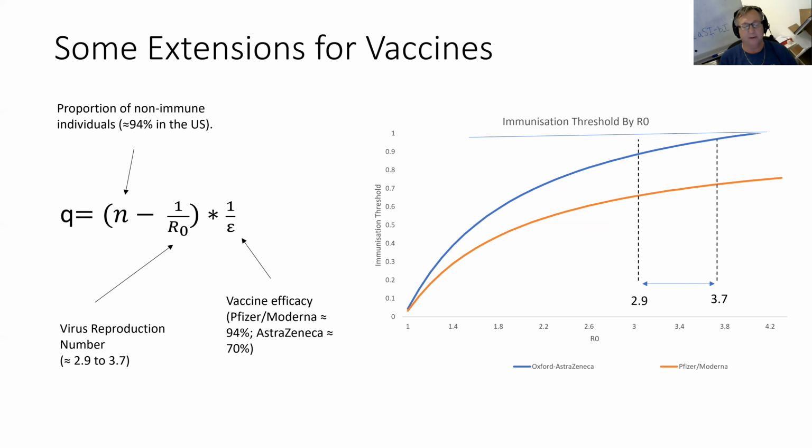So you can see that as we reduce the efficacy of the vaccine, the threshold for herd immunity increases. And in fact, under particular combinations of high R naughts and low vaccine efficacy, the immunization threshold might actually even be greater than 100%. So the bottom line here is we need to find vaccines that have high efficacy.